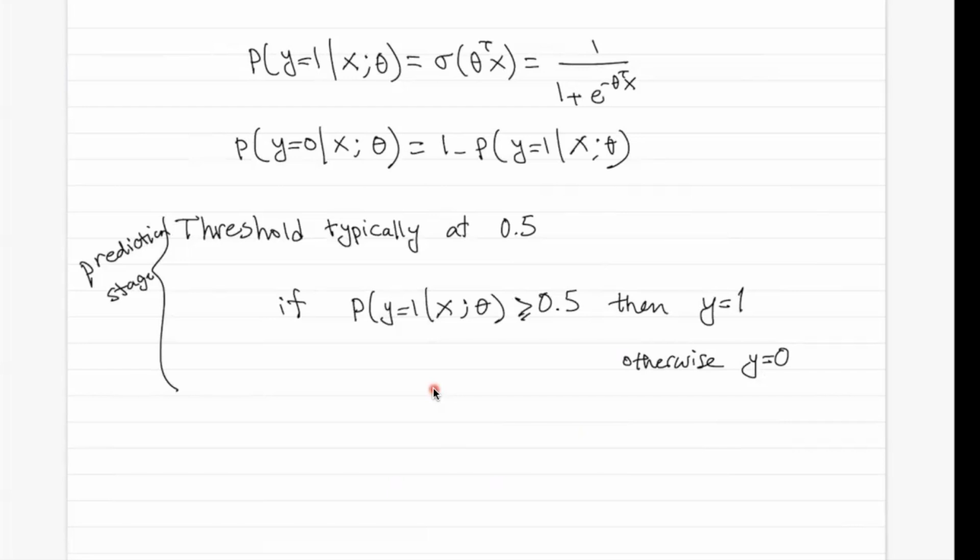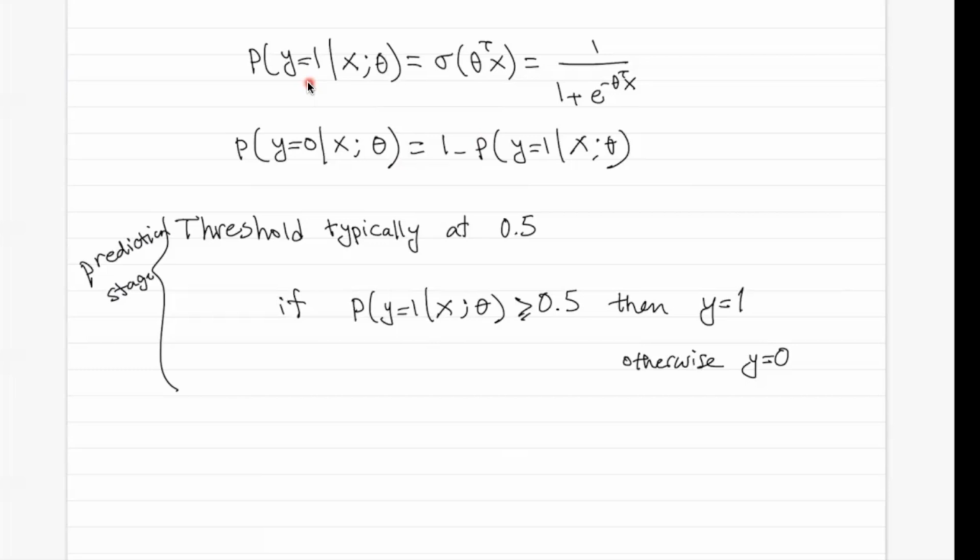All in all, what this means is that in the case of binary classification using logistic regression, we have the probability that y equals 1, meaning that the label is equal to 1, given the input and parameters, and this is the sigmoid or logistic function of theta transpose x, which is 1 over 1 plus e to the negative theta transpose x. And therefore, we can also find the probability of y equals 0, which is 1 minus this probability. So now the question is how we can assign labels, right? Because right now we have probabilities.